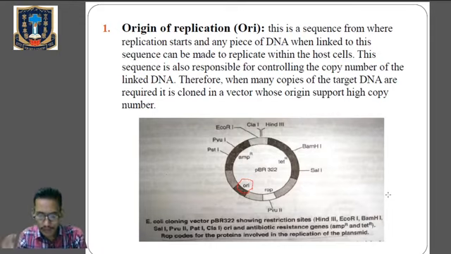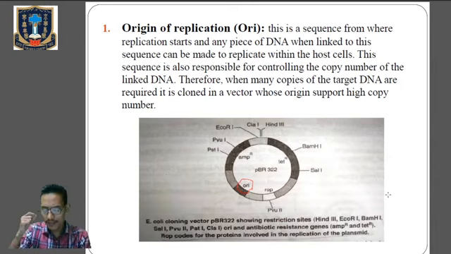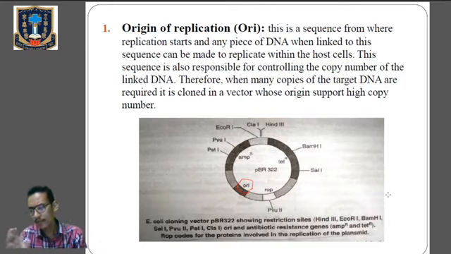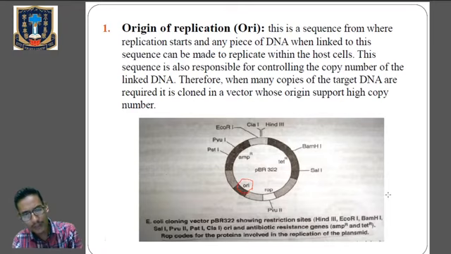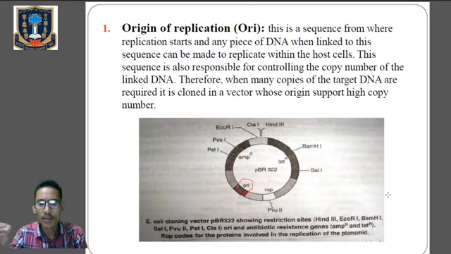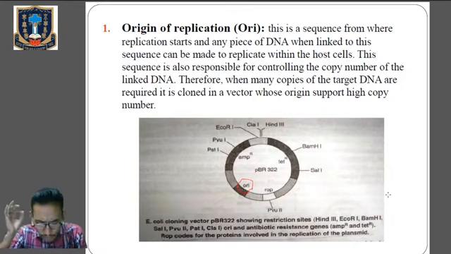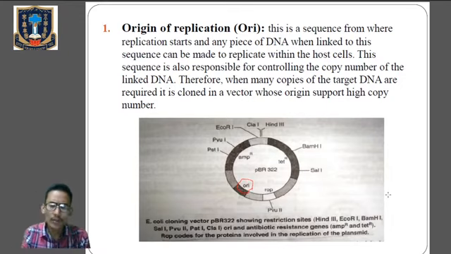So again I am saying that any foreign DNA inserted into the vector also gets replicated along with the vector DNA. Whatever segment of DNA having the gene of interest, when it is inserted or linked to the vector DNA, will also replicate along with the vector DNA. So that's why this ORI site is not only responsible for producing multiple copies of DNA, but is also responsible for the copy number of recombinant DNA.